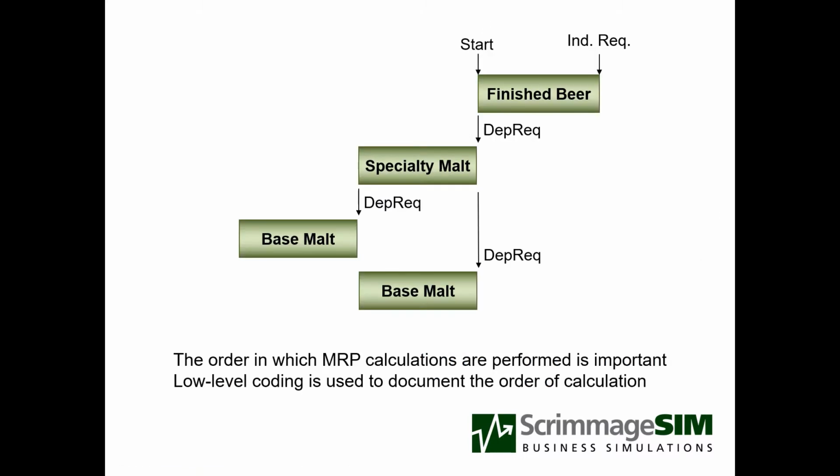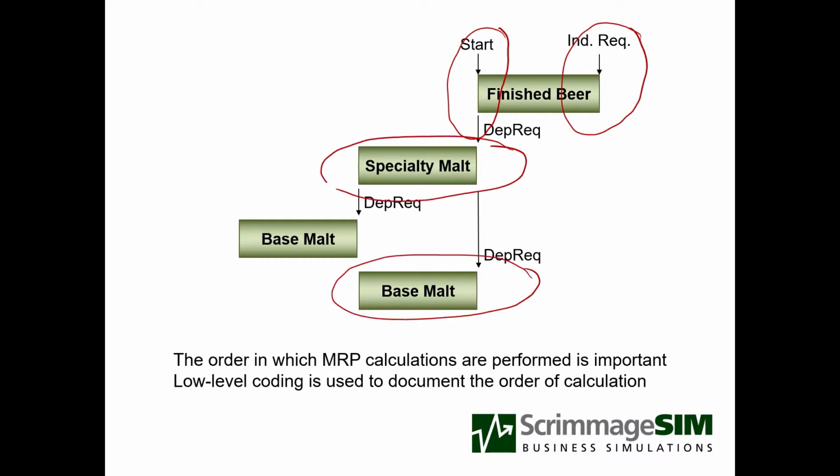Summarizing, we can see that the MRP process starts to get complicated for multi-level items. We need to figure out when we need finished beer. This is going to determine the start date for finished beer production, which creates dependent demands for specialty malt and base malt. The specialty malt also requires base malt, so we have to consider specialty malt production before we know the total requirements for base malt. Looking at this, it becomes apparent that the order in which MRP calculations are performed is critical to make sure that we have all of the dependent demands for a product in place before we run MRP on that product.